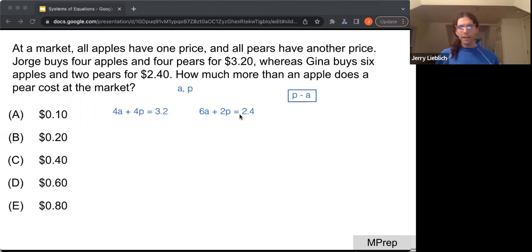So already we see not necessarily an easy substitution to do. So let's try elimination here. I'm noticing I've got 2p and 4p. So I'm going to multiply this whole thing by -2.